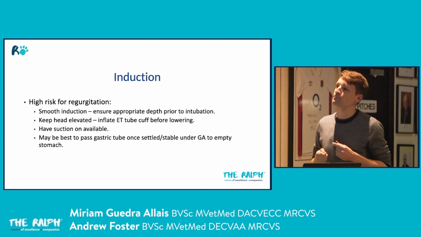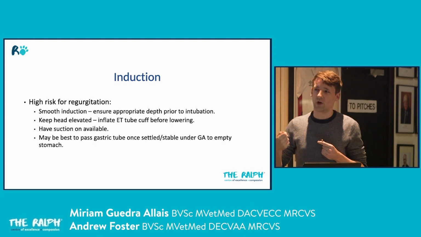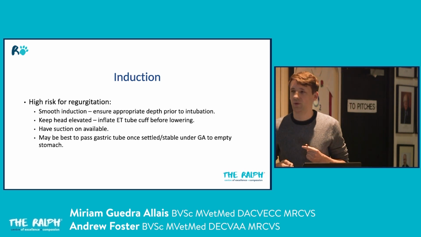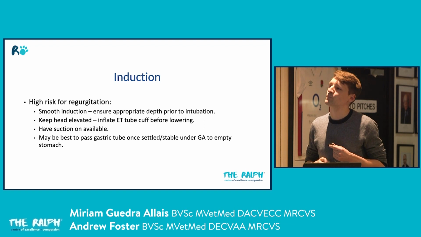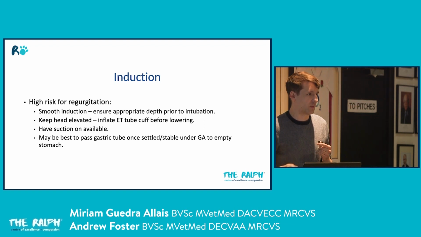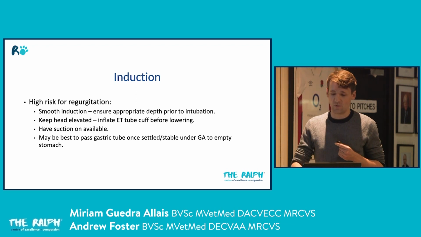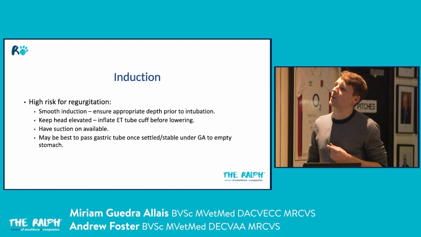regurgitate at this point. Keep the head elevated, inflate the ET tube cuff before lowering the head. Obviously have suction available if you have things like that available to you. And it might be best at this point to pass a gastric tube just to empty the stomach before you start changing the recumbency of the patient, etc., to reduce the risk of further reflux or regurgitation.